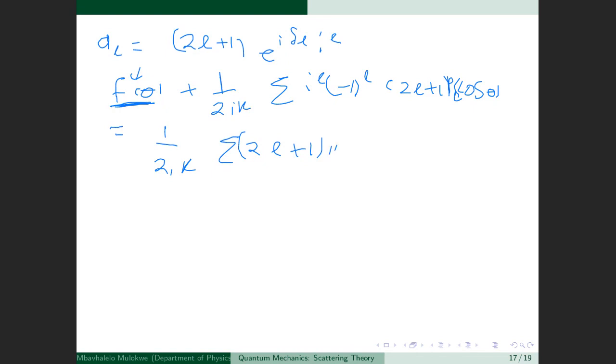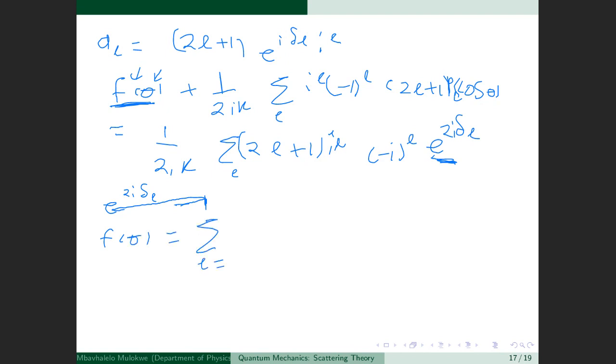So we get i to the L minus i to the L e to the i delta L, and this e to the i delta L, let's try and simplify it to e to the i delta minus 1. I think I'm skipping a step. You're going to solve for that f of theta, so it's going to be given as a sum over L. So you get f of theta. It's going to be sum L going from 0 to infinity. I'll just call these functions f of L, whatever I'm summing over, which are going to be the partial amplitudes.